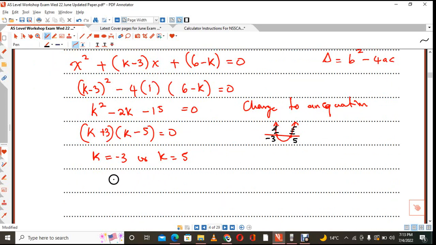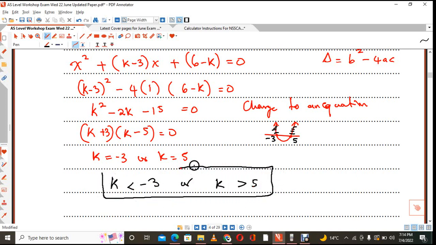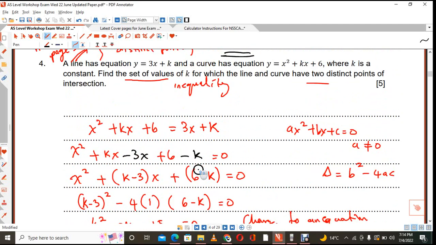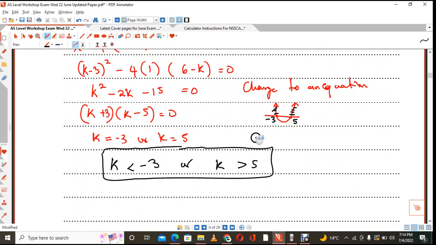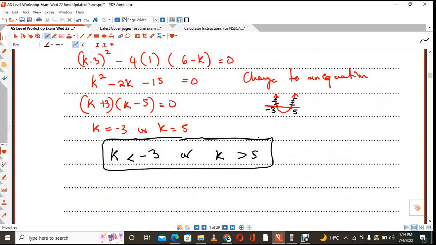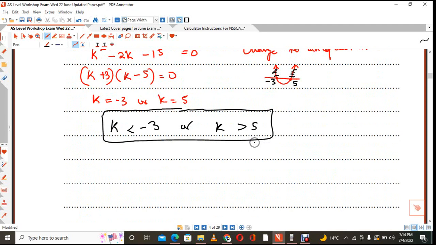So what are our solutions? It's either k is less than -3, or k is greater than 5, not or equal to. That is the solution, the set of values of k that will satisfy these two things. So if you don't quite get the concept, you can play around with some software and then you can see exactly what it means. So maybe I will do that only for the purpose of this video, for explanation.